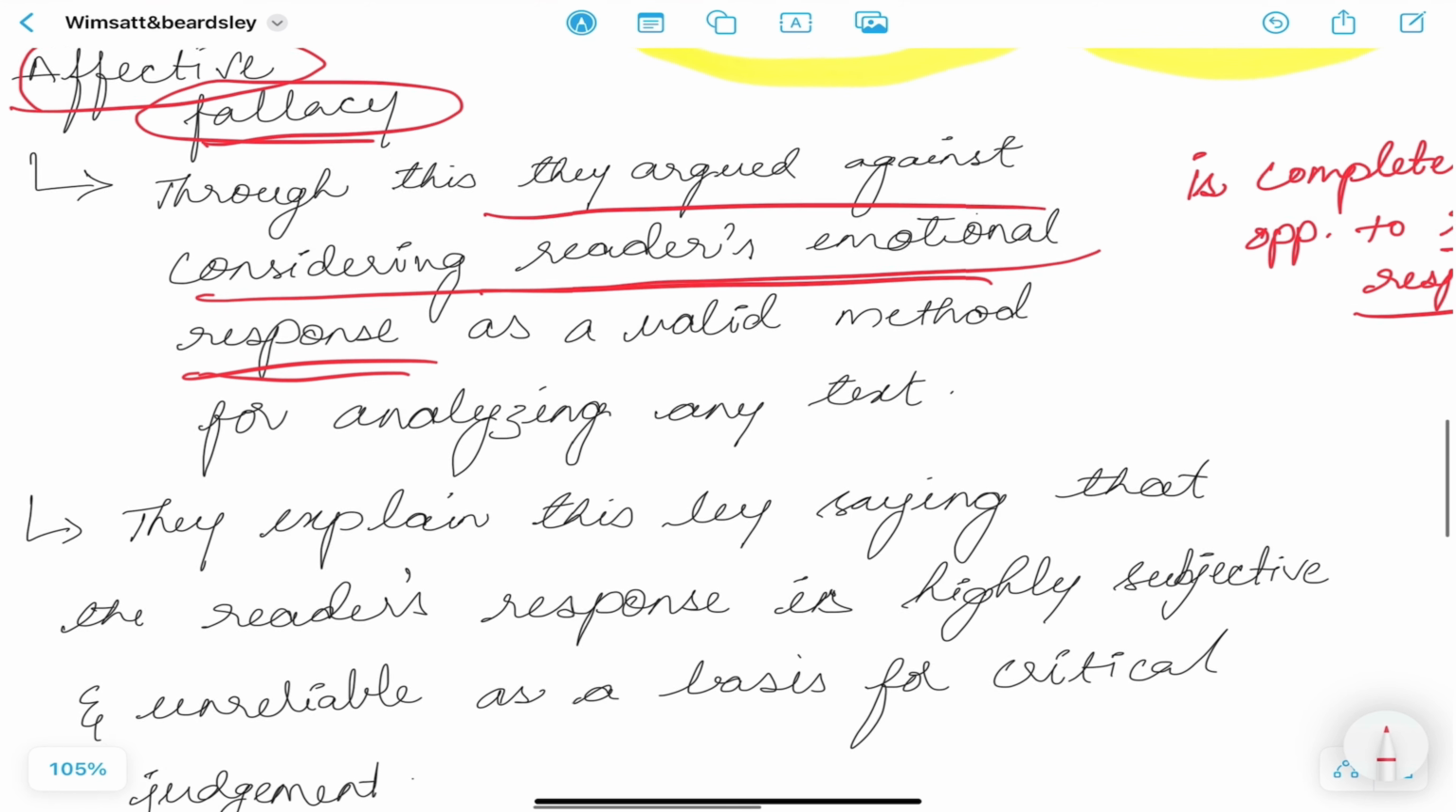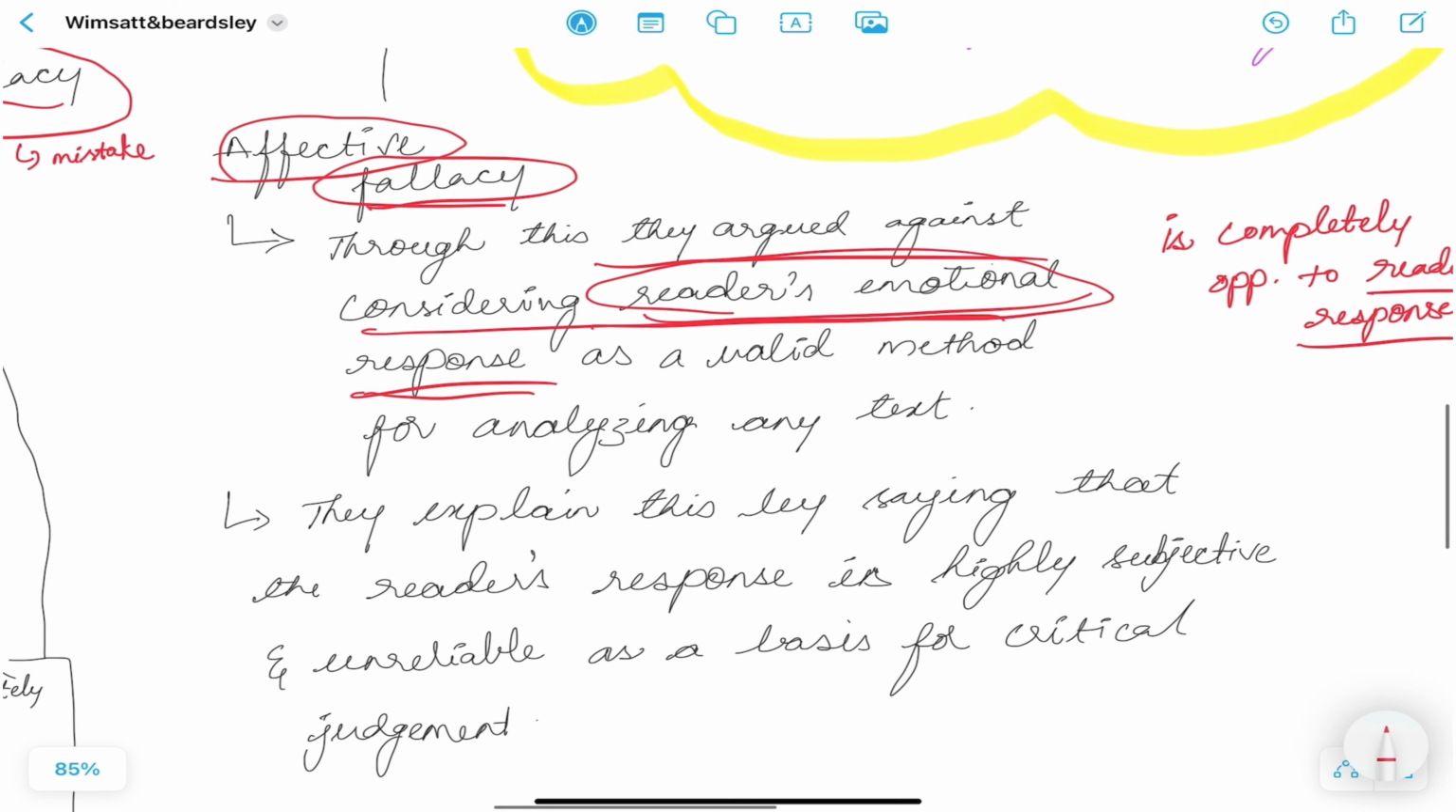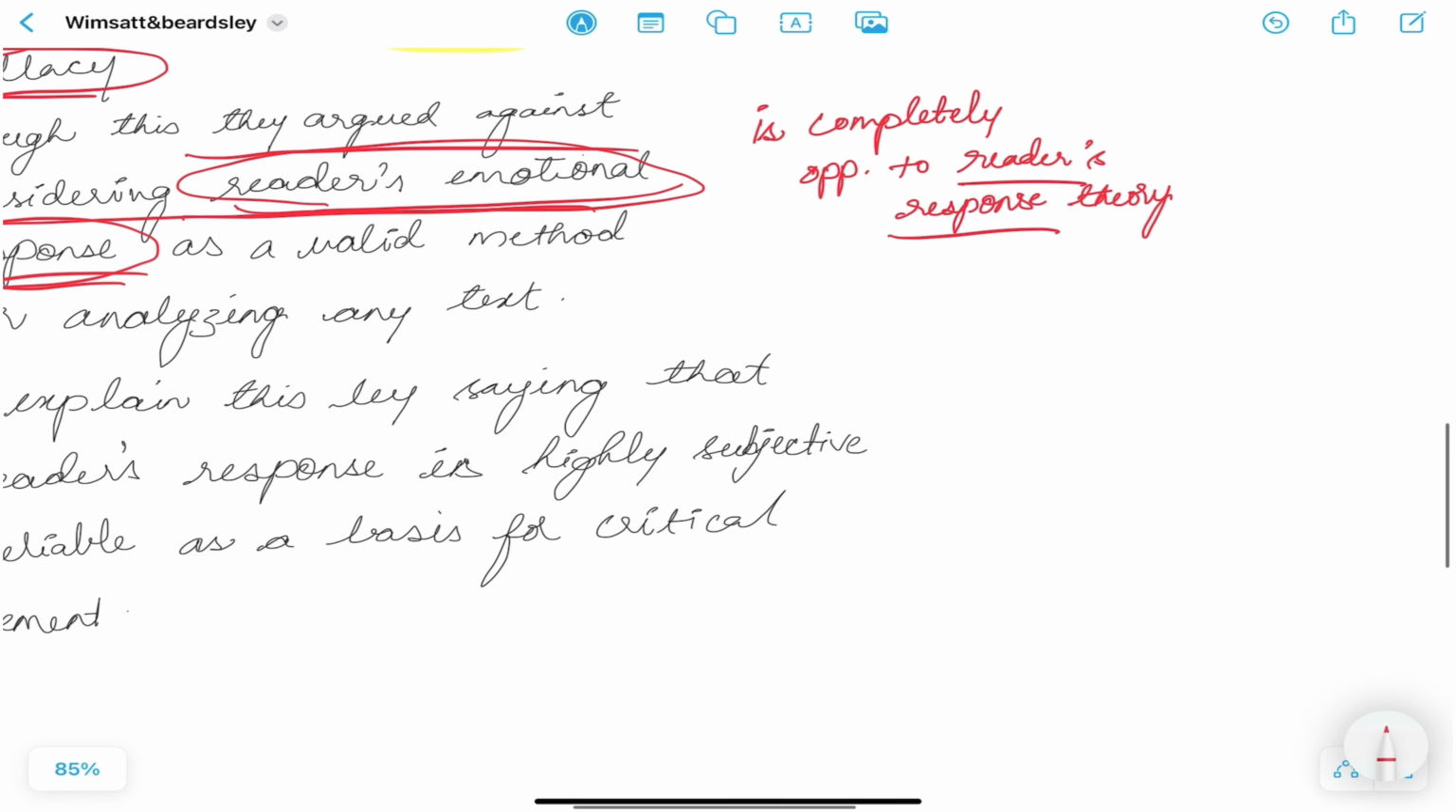Affective fallacy says that the reader's emotional response should not be taken as a valid method for analyzing any text, because they say that the reader's emotional response is very subjective. For example, if I read a certain work which has elements related to my own life, I could take that book personally. It might have a lot of influence on me, and it might not produce equal influence on other people. So you cannot give value to the book just because of the effect that it has produced on the reader.